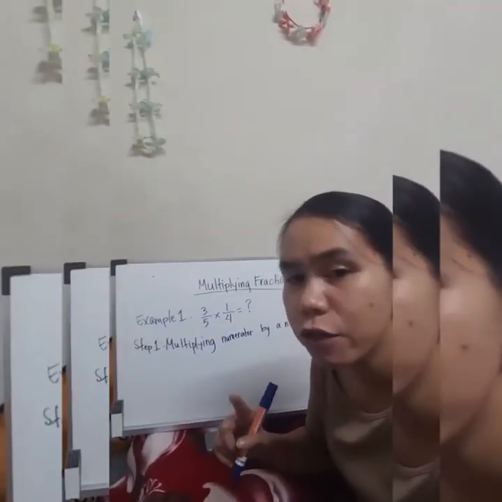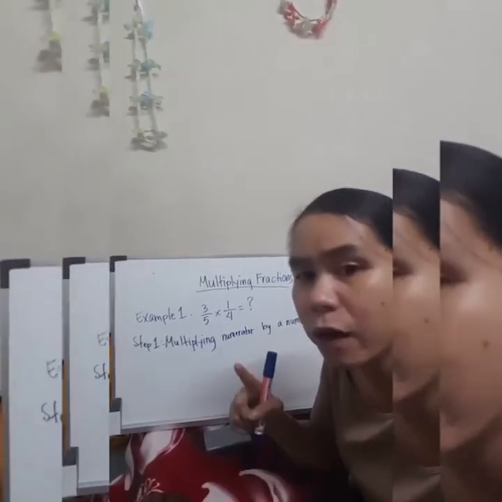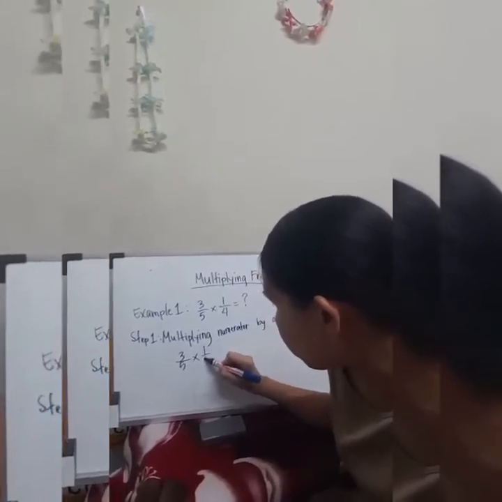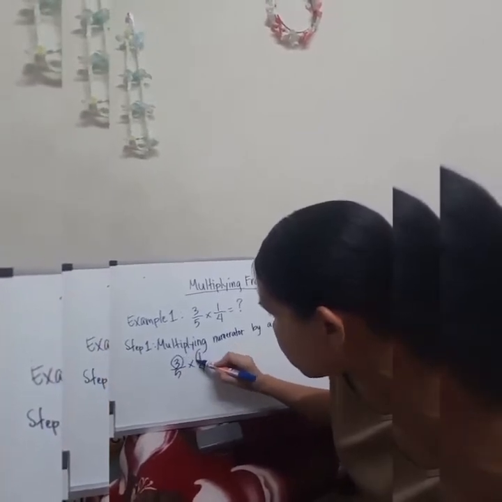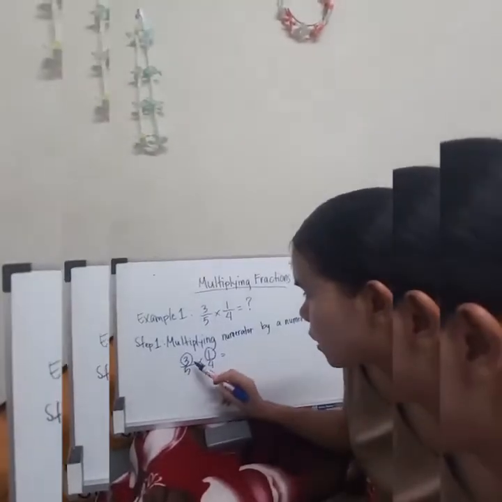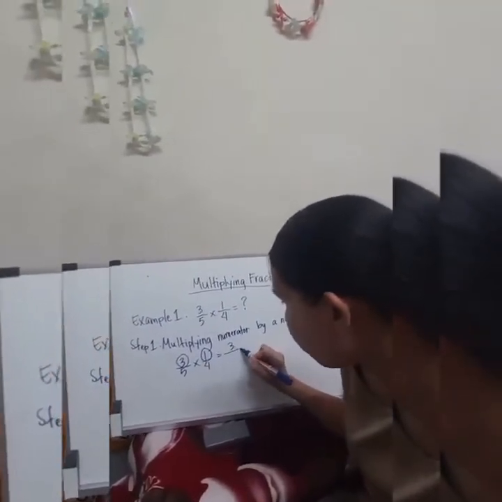Remember, the numerator is the upper part or the top part of the fraction. 3/5 times 1/4. So this one is your numerator and this one your numerator. So you will get 3 times 1 equals 3 over.